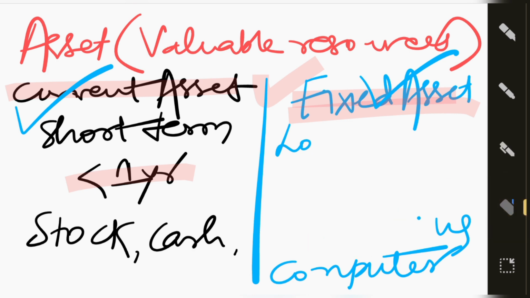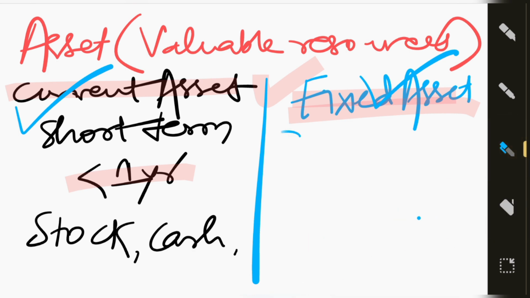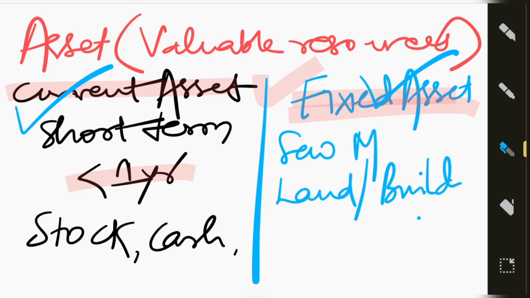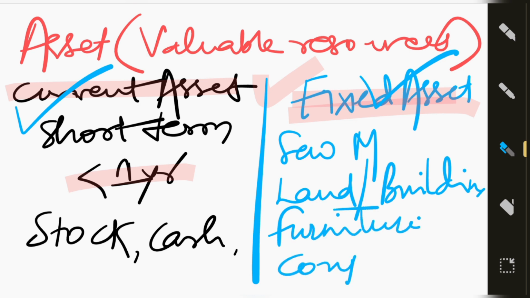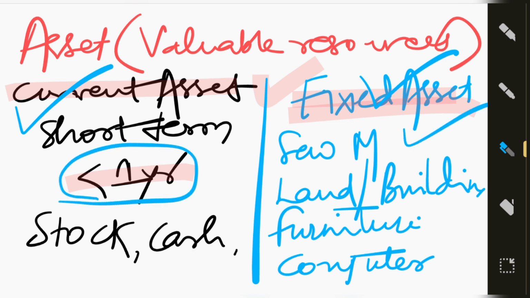Examples of fixed assets are the sewing machine she had, land and building, furniture, and, in case she had purchased them, computers, plant and machineries. All this becomes fixed assets which are used in the normal operations of the business. Such are known as fixed assets, and those whose benefit exists only for a year and then are converted into cash are known as current assets.